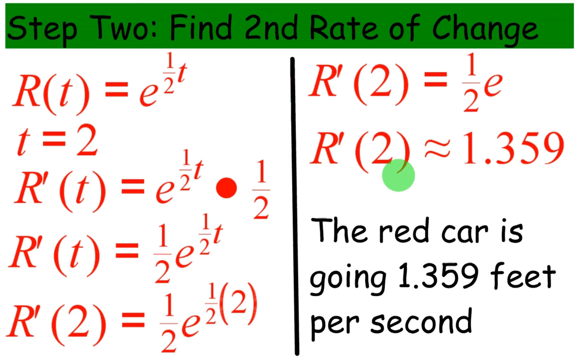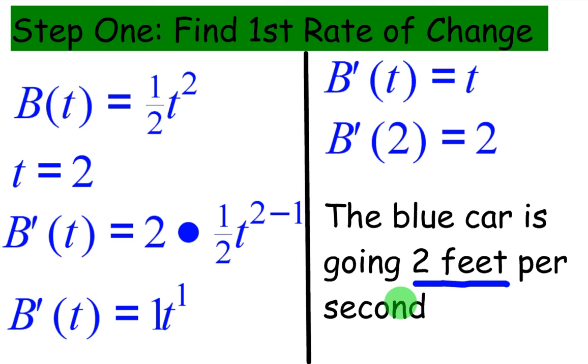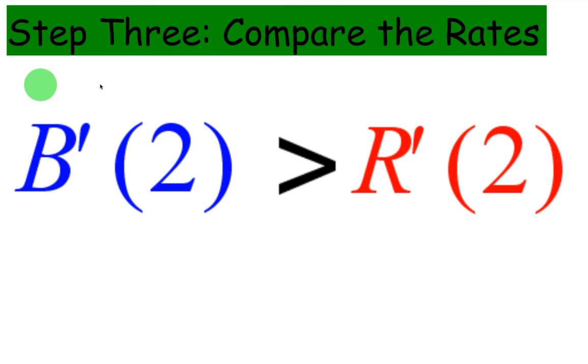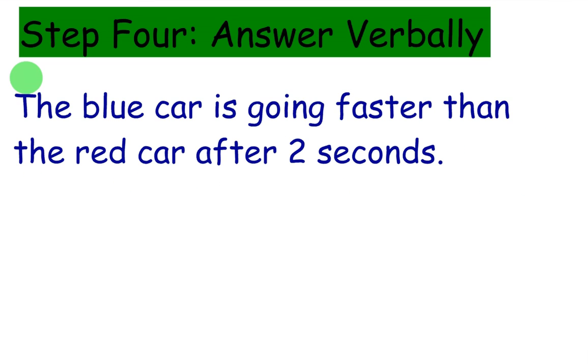Well, since the blue car was going 2 feet per second, it follows that the blue car is actually going faster. So we're going to write b prime of 2 is greater than r prime of 2. The last step is to answer verbally. The blue car is going faster than the red car after 2 seconds. So we'll just highlight blue car and say that it's going faster. And let's bring up a visual and see what this looks like.